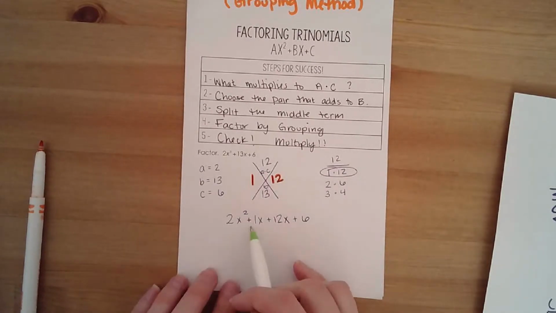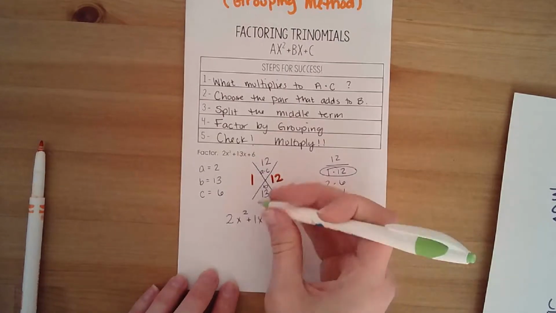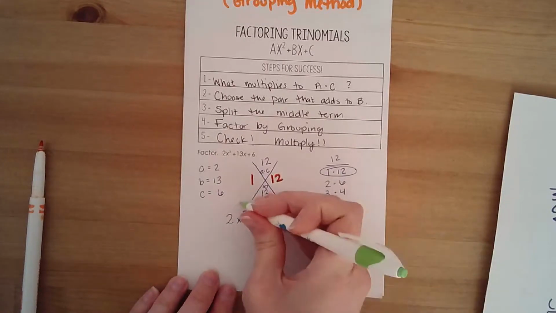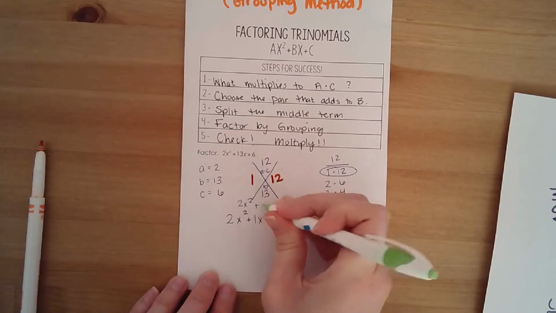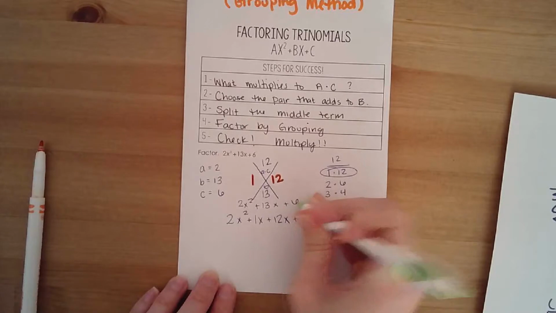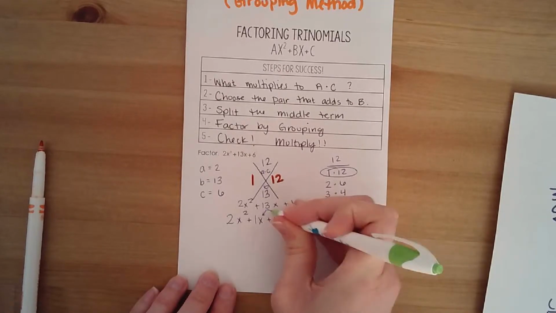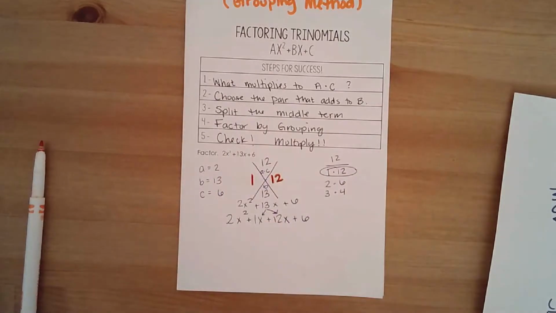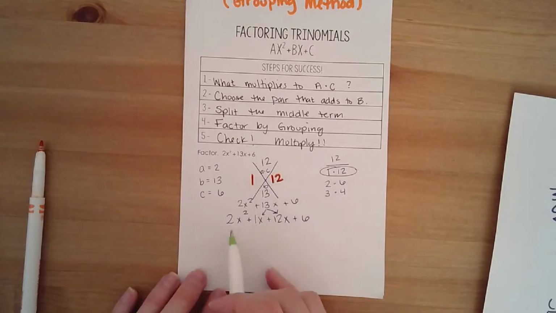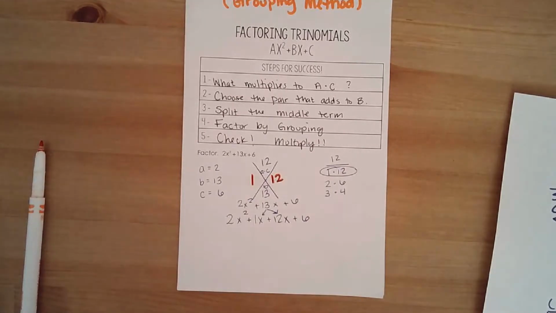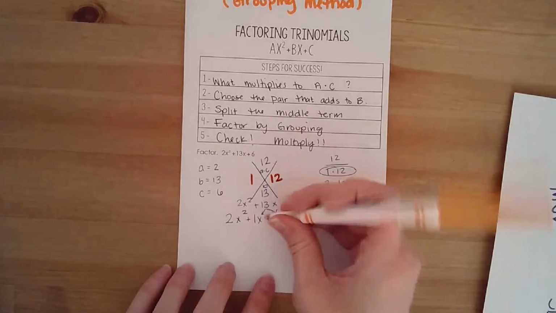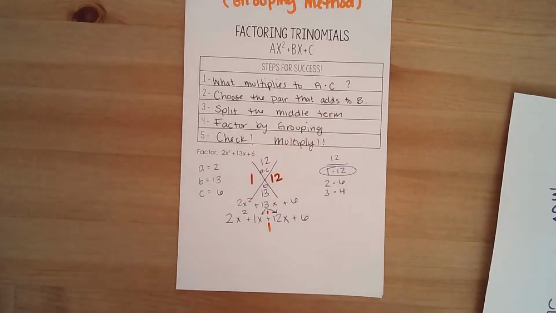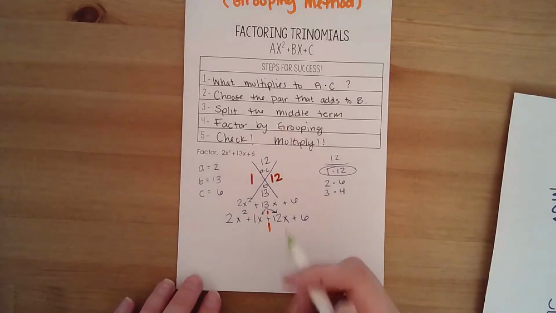So now that I know what these two middle terms are, sometimes we call this splitting the middle. So I started here, and I split my middle term into 1x and 12x. Now that I've got this, I can do my factor by grouping and consider both sides separately to pull out the GCF.